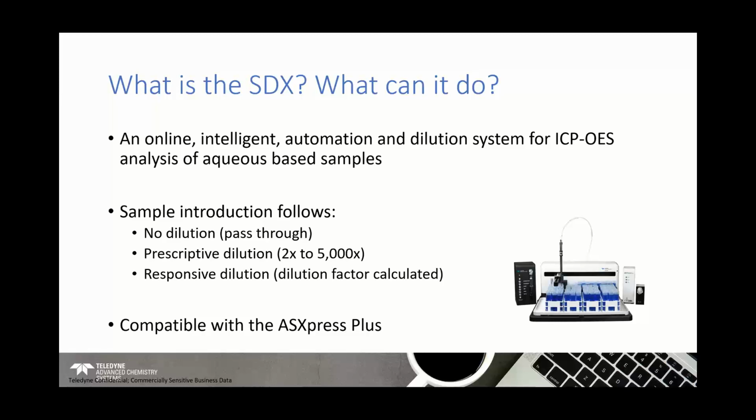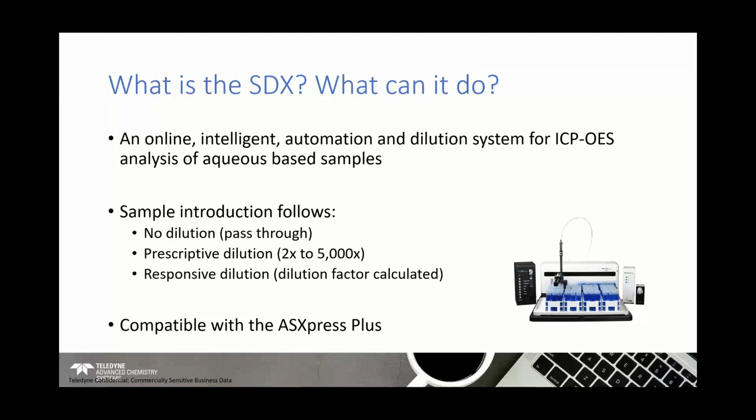What can it do? Well, this system can offer 3 different types of dilution process. Well, 2 really, because the first one is no dilution. So we can use this system and the central automation, with no dilution, as a pass-through, to uptake our samples and introduce them to an ICP OES system. So we might not need a dilution process.